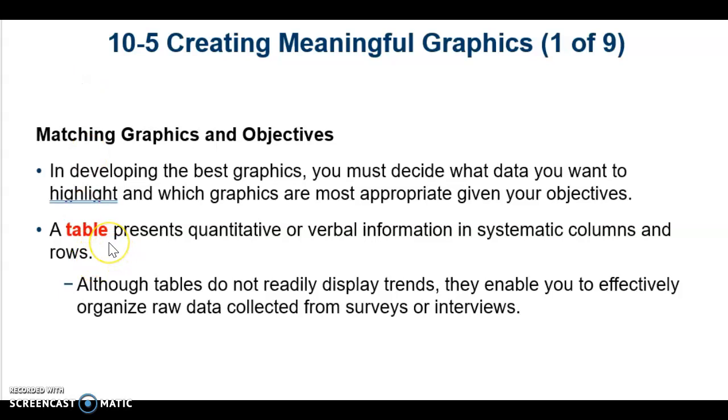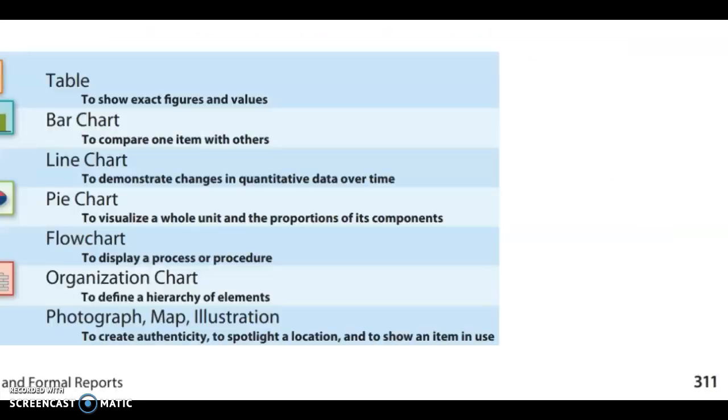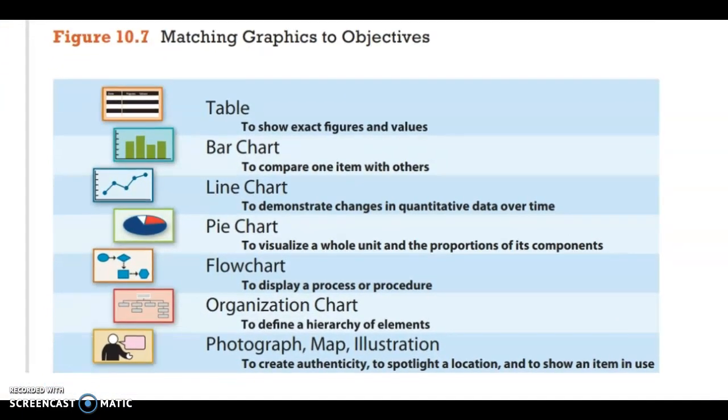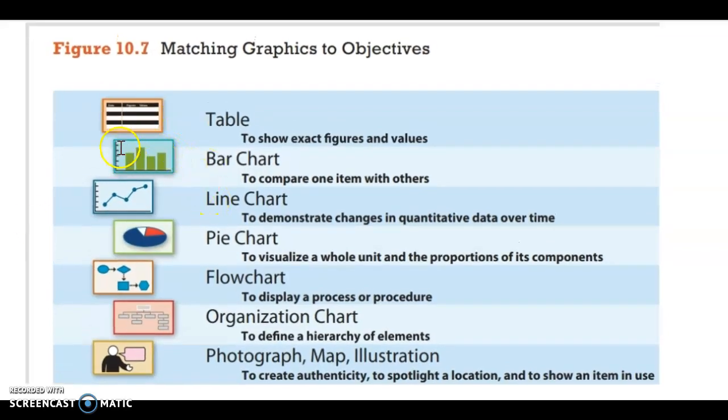And the first one that we'll talk about is the table, and it presents your data, usually numbers or verbal information, in columns and rows. This is just a good way to organize data. It doesn't really show you the trends. So I have a figure in your textbook that matches your graphics to your objective.